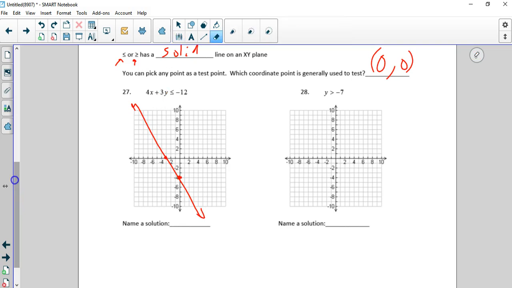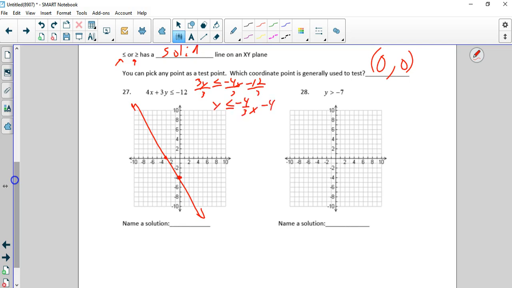Now, as I said, if you're more comfortable with slope-intercept form, subtract the 4x. So you get 3y is less than or equal to -4x minus 12. Divide by 3, and you get y is less than or equal to -4x minus 4. Notice the same y-intercept. Notice a -4 slope. Up 4, left 3. Down 4, right 3. It still works out.